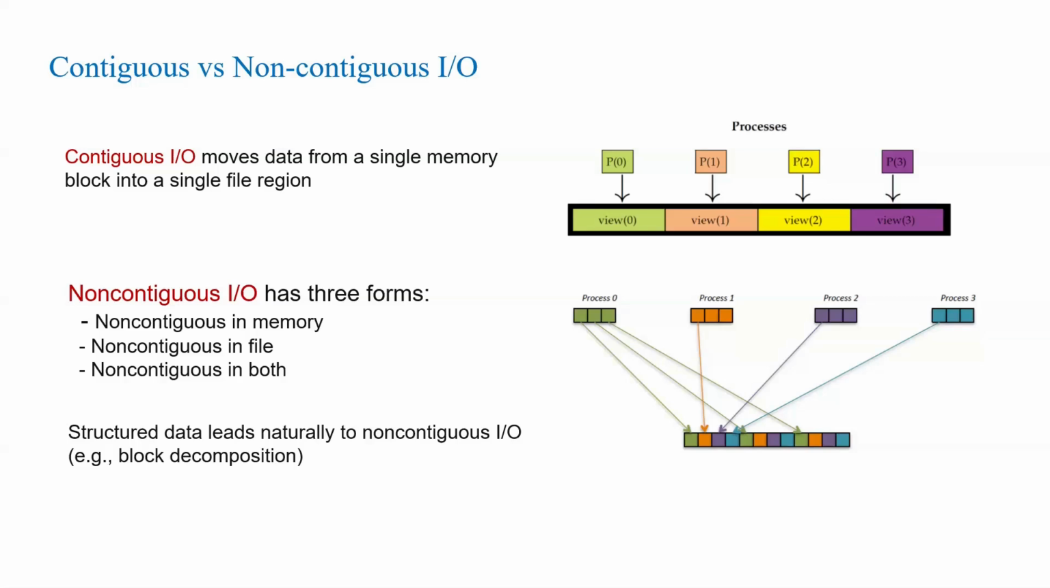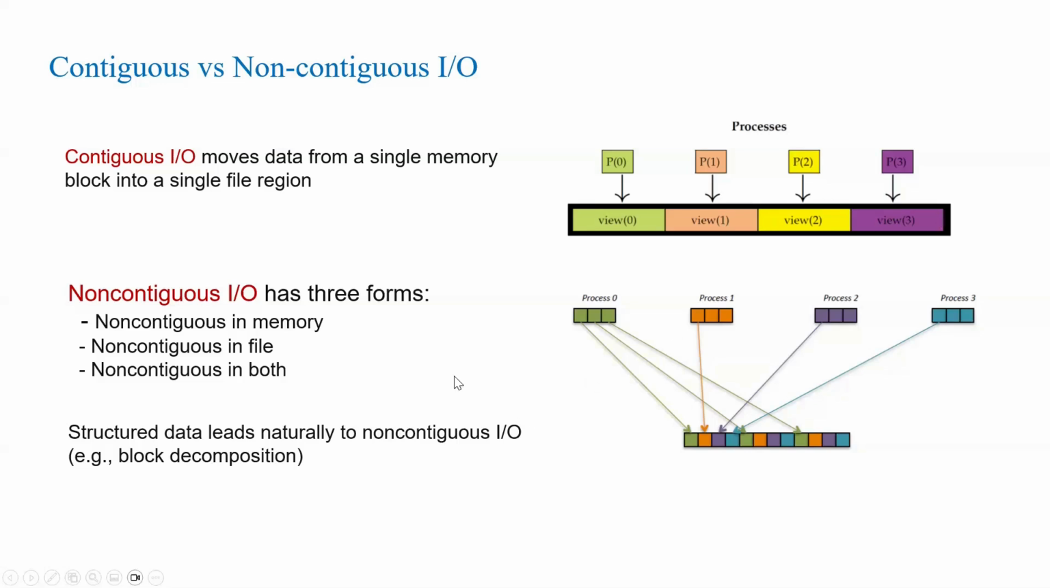In contiguous I/O, it's easy to understand as demonstrated by this diagram. Basically each process moves data from a single memory block to a single file region block. It's contiguous and sequential, starting with the process whose ID is 0, then 1, 2, 3, and continuing. That is this type of pattern.